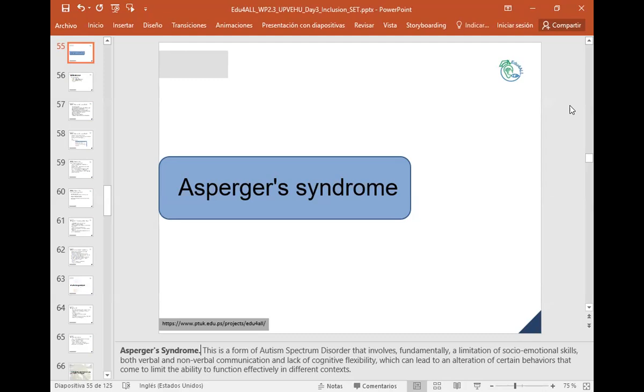Okay, so we are going to continue with the session. And now we are going to continue with students with Asperger's syndrome. Asperger's syndrome is a form of autism spectrum disorder that involves, fundamentally, a limitation of socio-emotional skills, both verbal and nonverbal communication, and lack of cognitive flexibility, which can lead to an alteration of certain behaviors that come to limit the ability to function effectively in different contexts.